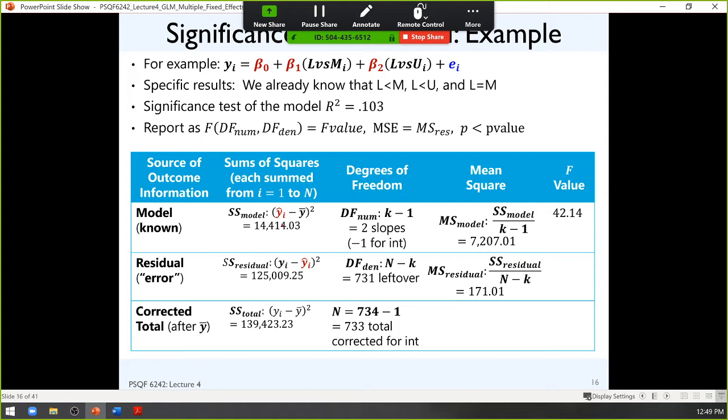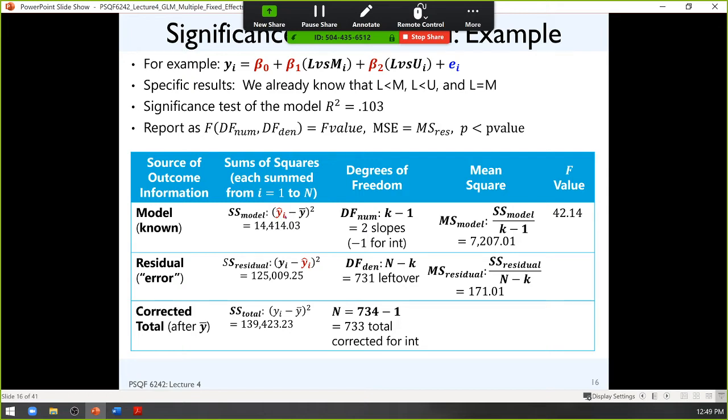Yes. So sums of squares in general, you can think of as synonymous with information. And the information in the outcome variable is being divided into two kinds. There's what we know and what we don't. What we know is the model line. What we don't know is the residual or error line.